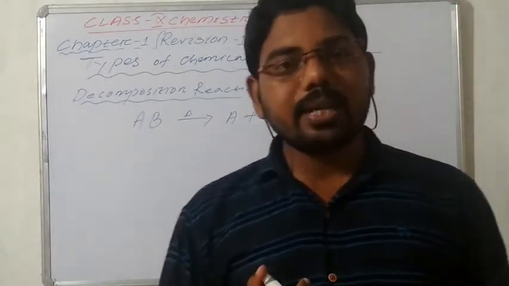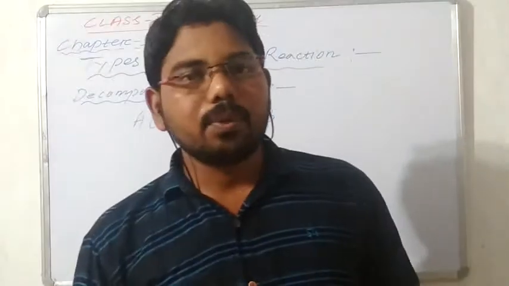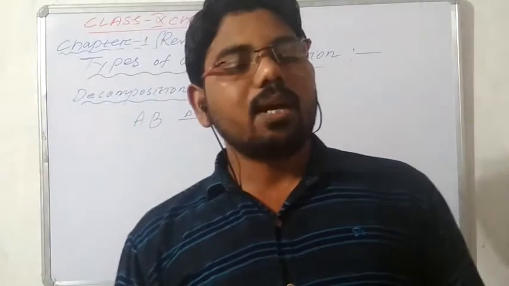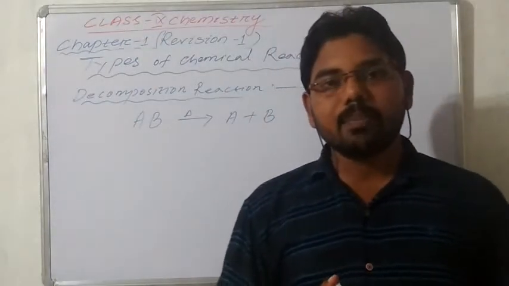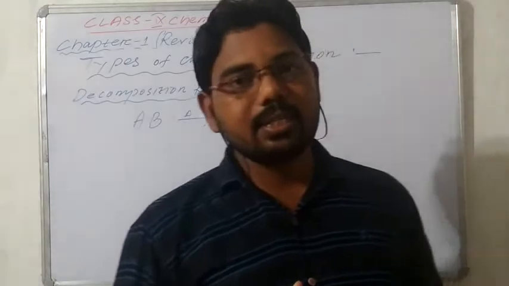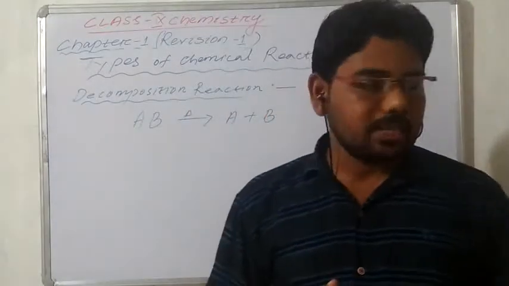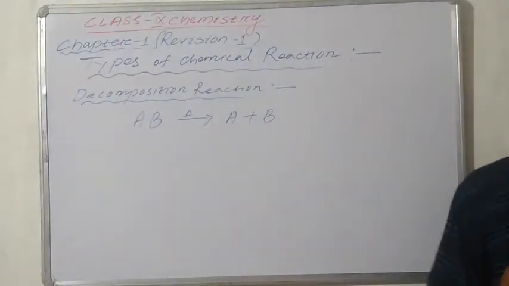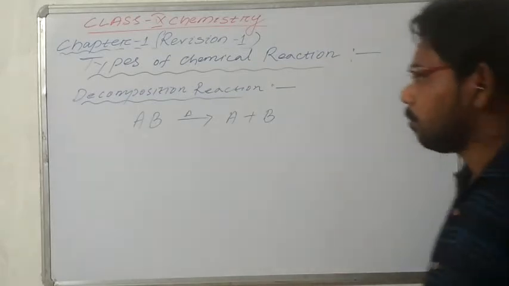जो लाइट एनर्जी की प्रेजेंस में डिकम्पोज होता है उसको बोलते हैं क्या? फोटोकेमिकल डिकम्पोजिशन रिएक्शंस. And the third one is electrolysis. This decomposition reaction occurs in the presence of electricity. Electricity की presence में जो decompose होता है उसको बोलते हैं electrolysis. Okay, so now let's discuss some examples. First we discuss thermal decomposition reactions.